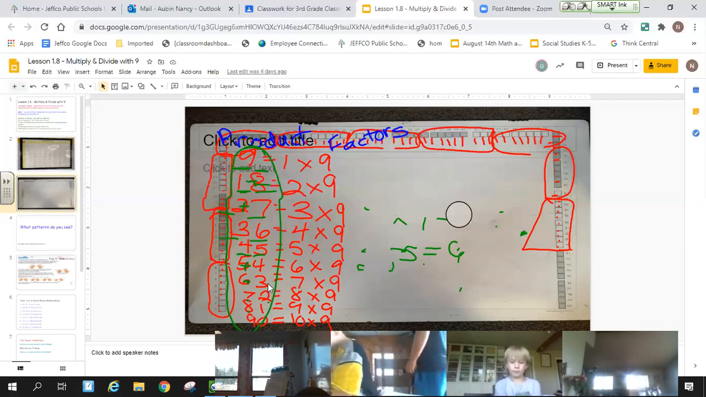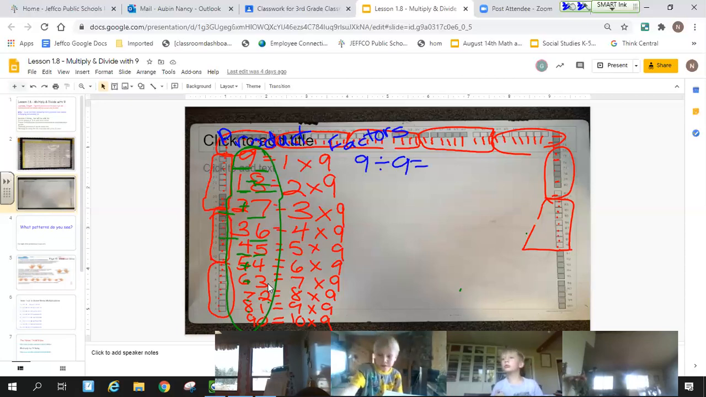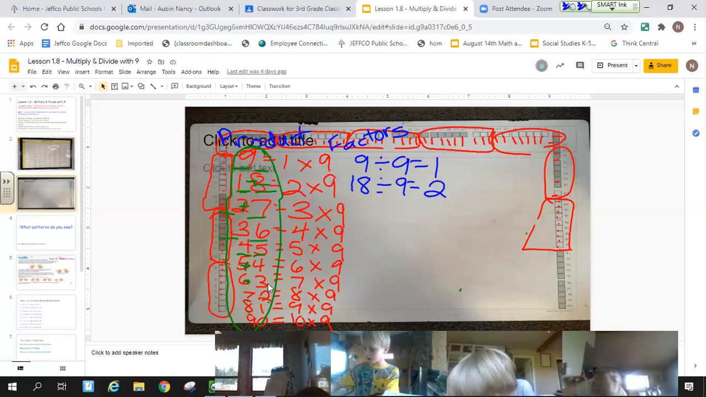Now let's do the inverse operation. If we know 9 equals one group of 9, then we know 9 divided by 9 equals 1. If we know 18 equals 2 times 9, then we know 18 divided by 9 equals 2, correct?